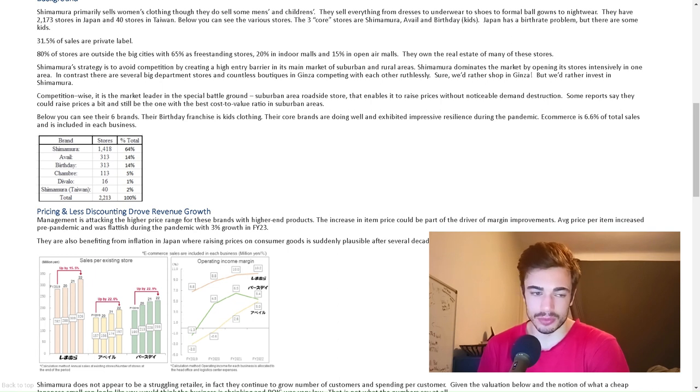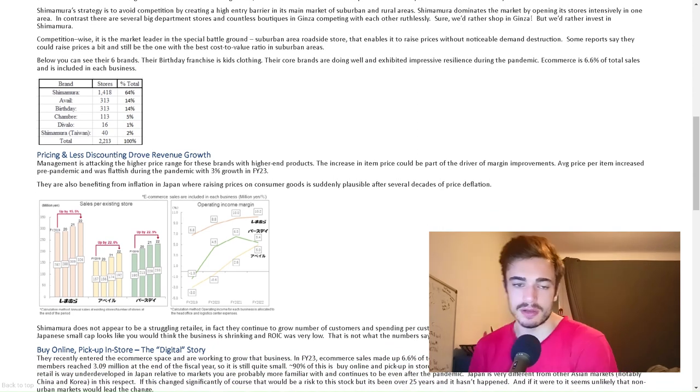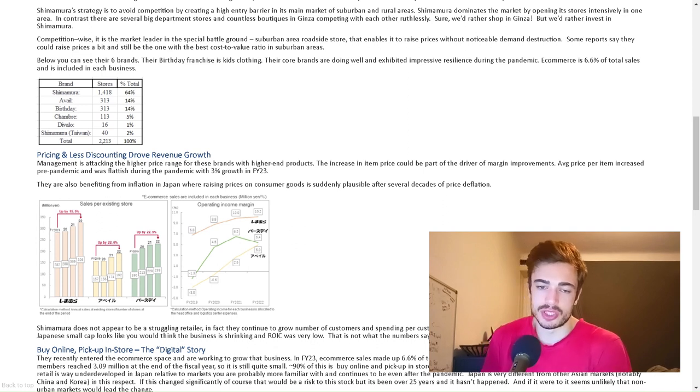31.5% of sales are private label. 80% of stores are outside the big cities, with 65% of freestanding stores, 20% in indoor malls, and 15% in open-air malls. They own the real estate of many of those stores. Shimamura's strategy is to avoid competition by creating a high entry barrier in its main market of suburban and rural areas. Shimamura dominates the market by opening its stores intensively in one area. In contrast, there are several big department stores and countless boutiques in Ginza competing with each other ruthlessly. Sure, we'd rather shop in Ginza, but we'd rather invest in Shimamura.